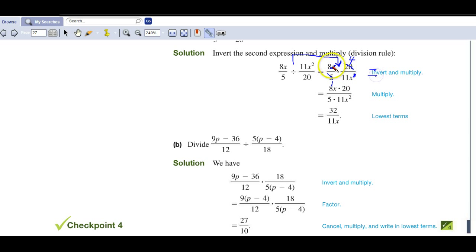So then your answer is going to be 8 times 4 is 32. And then on the bottom is only 11x. And that's the answer. So whatever method you use, you want to, again, take the reciprocal of this after you change the sign to multiplication, and then cross cancel wherever you can and write your answer.